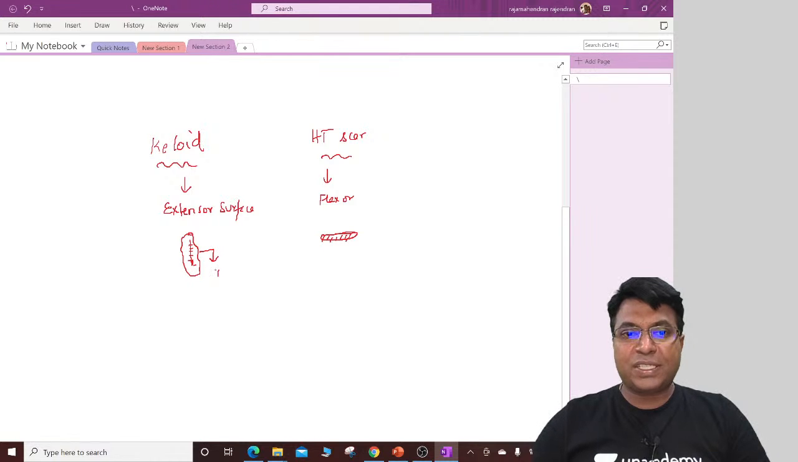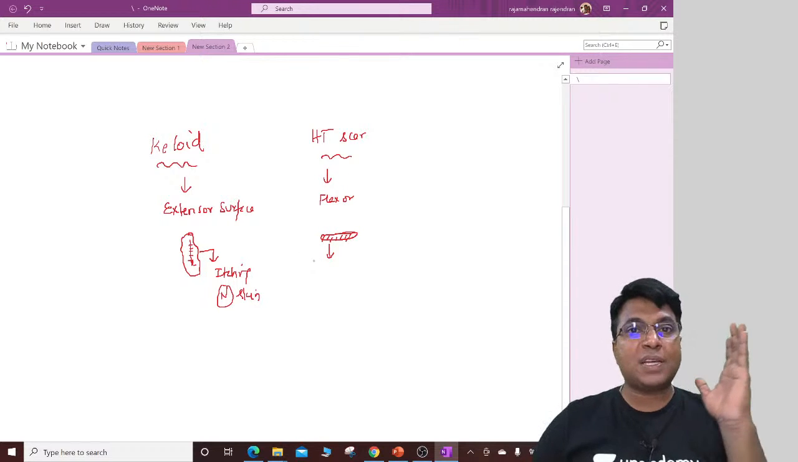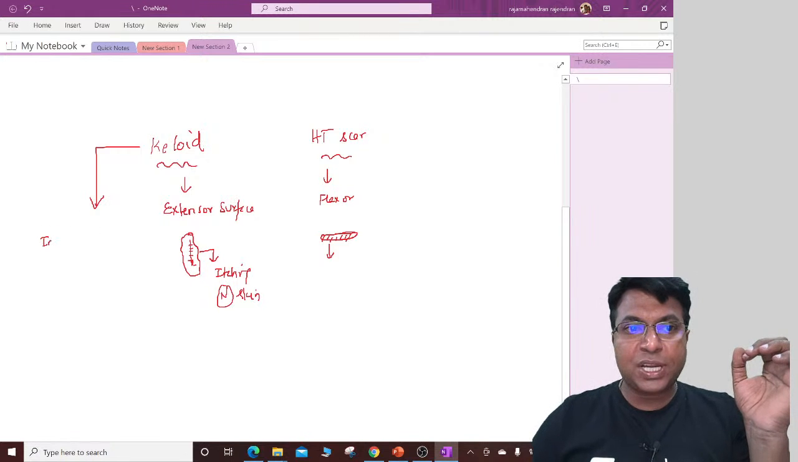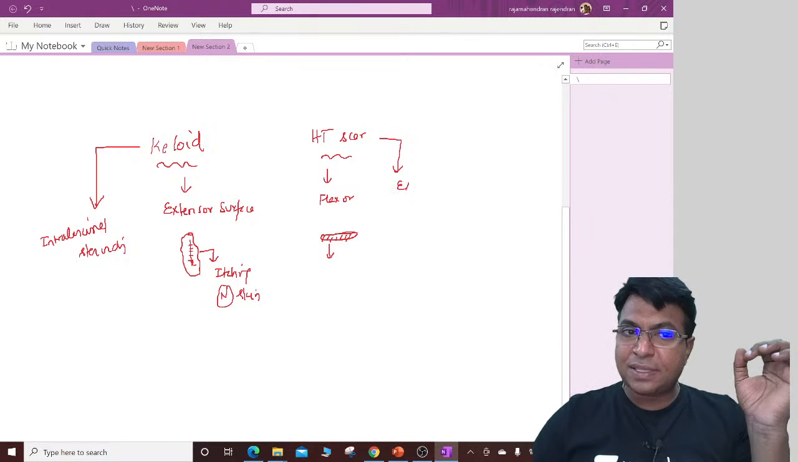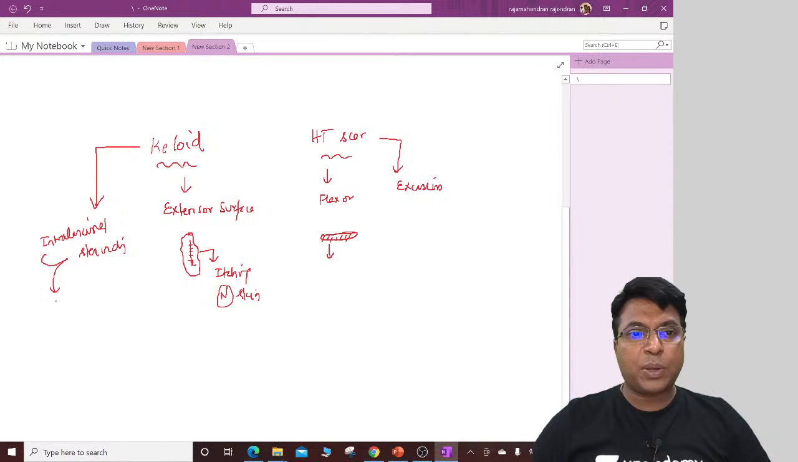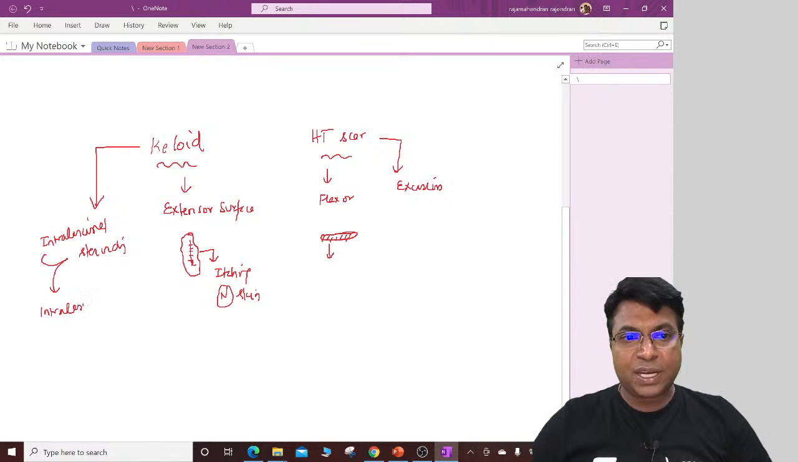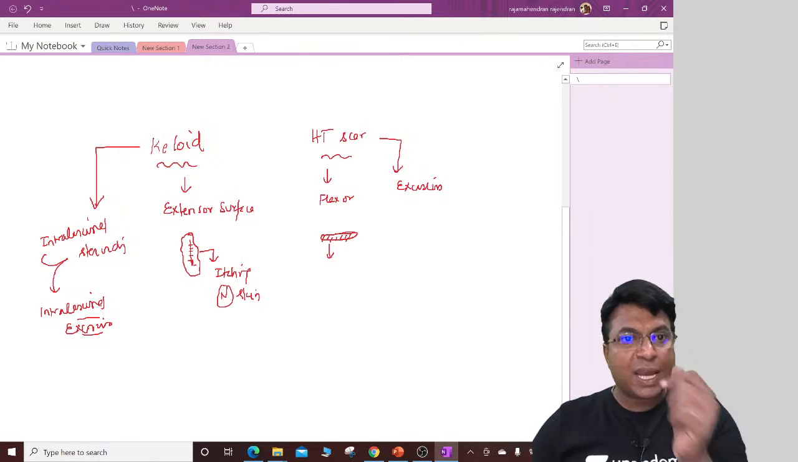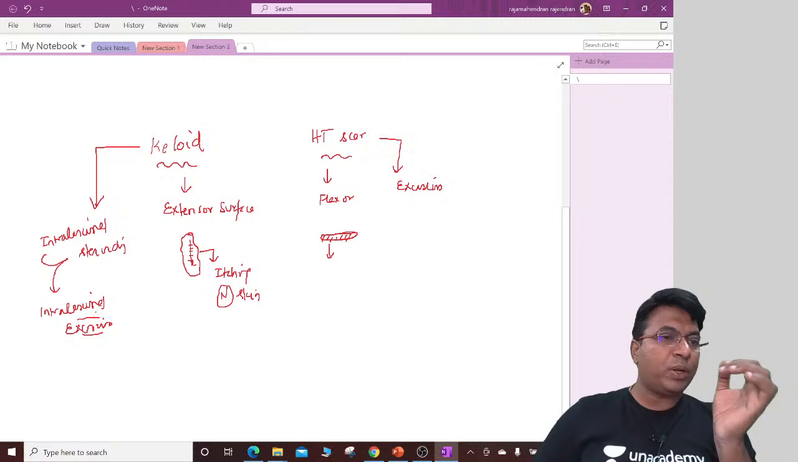Keloid will cause severe itching and it will extend into the normal skin, whereas hypertrophic scar will not cause that much itching and will not extend beyond the original scar. Keloid cases are managed with intralesional steroids. Please remember that. Hypertrophic scars can be excised. For keloid you can do intralesional steroids or excision, but we should excise inside the margin itself. We should not go into the normal skin.